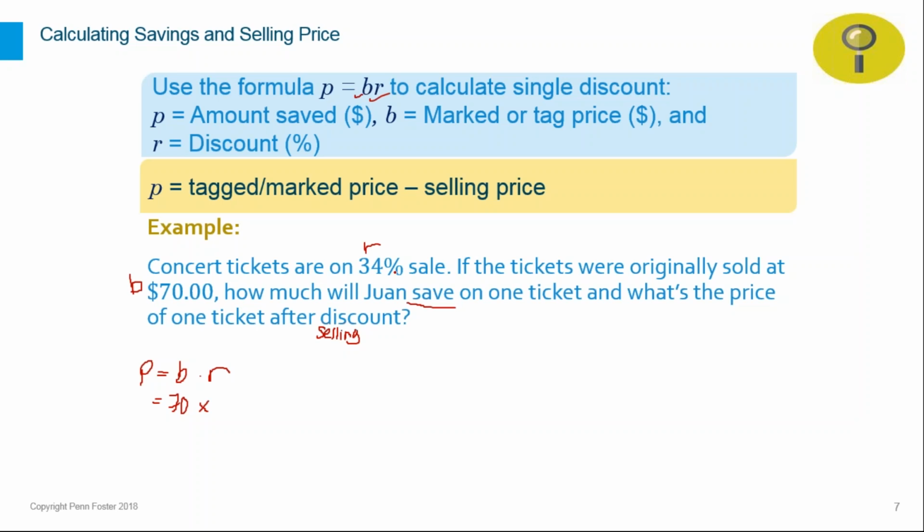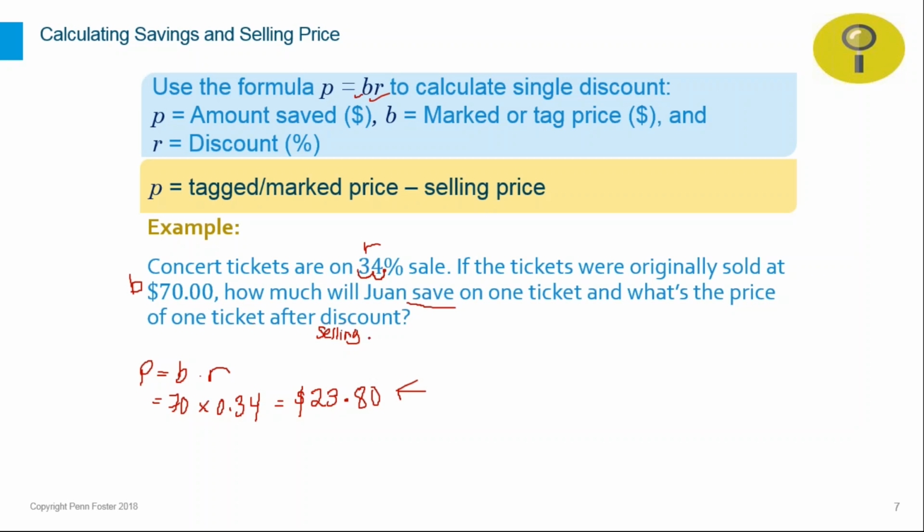Remember, we have to switch that to decimal. And to do that, we need to divide 34 over 100 to shift the decimal point twice to the left. So the decimal form of this discount is 0.34. Equals to multiply, and that will give you the savings, 23.80. So that would answer the first question. The savings that Juan will save on this deal is $23.80.